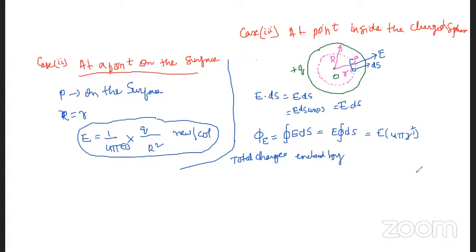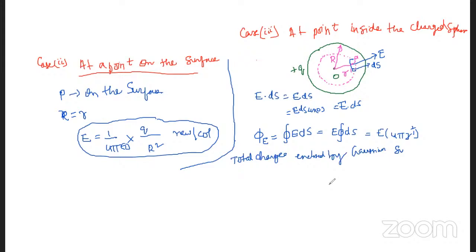Charge per unit volume. Therefore, the volume enclosed by the Gaussian surface is equal to 4 by 3 pi R dash cube, and the charge per unit volume we can call rho, the charge density. So this is rho we have. Rho is nothing but the total charge by the volume.